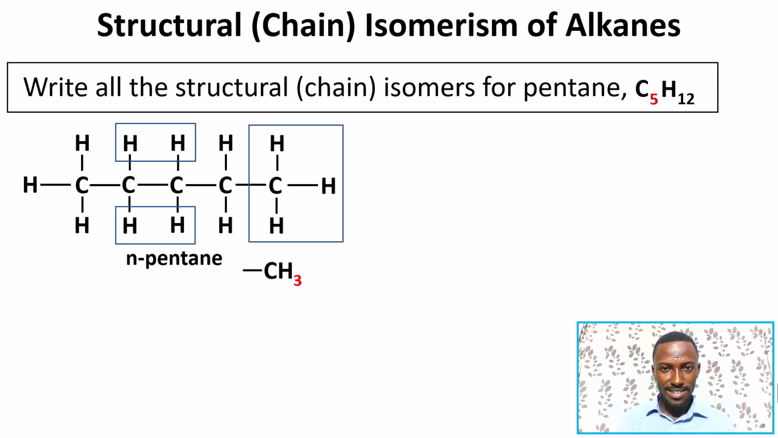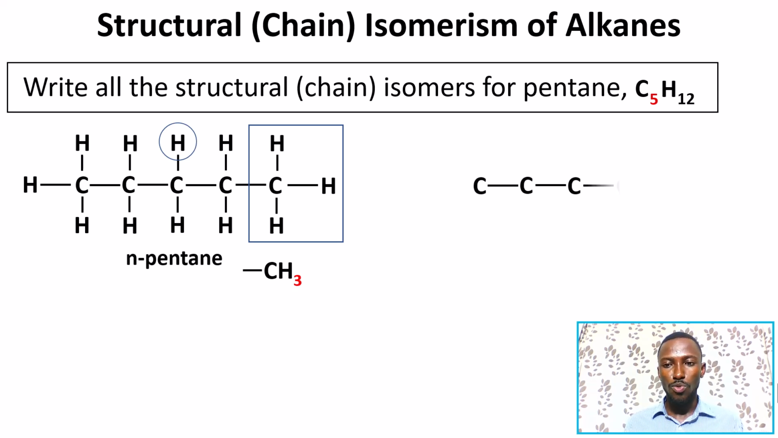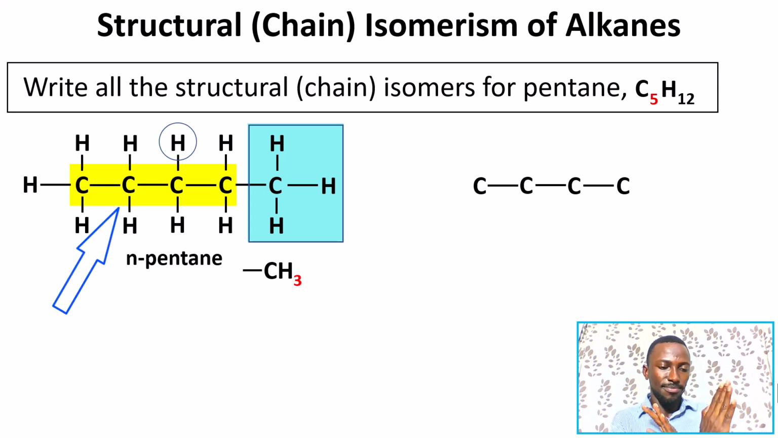So if you cut the CH3 this way, we can use it to replace any of these 4 hydrogens. Let's assume we use it to replace the circled hydrogen. So what does that mean? We are left with 4 carbons. Why do we say 4 carbons? Remember, we've cut the CH3, so the 4 remaining carbons are the ones here.